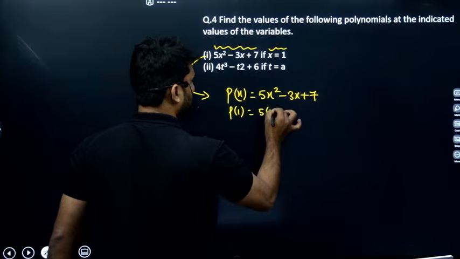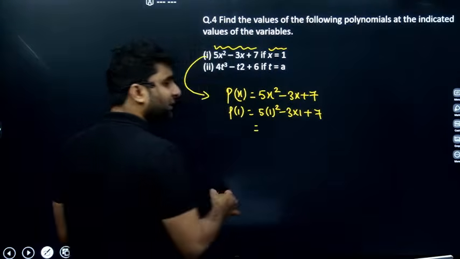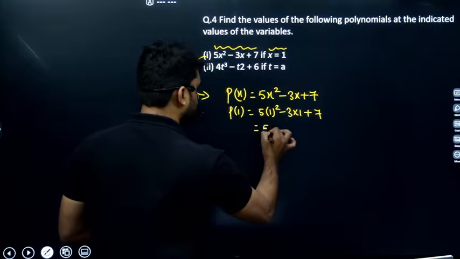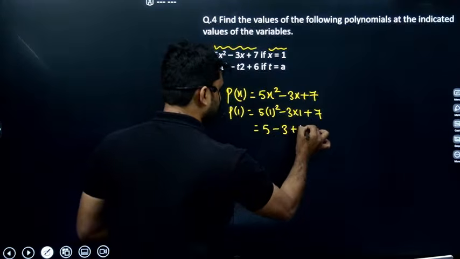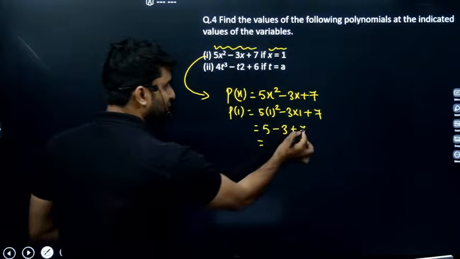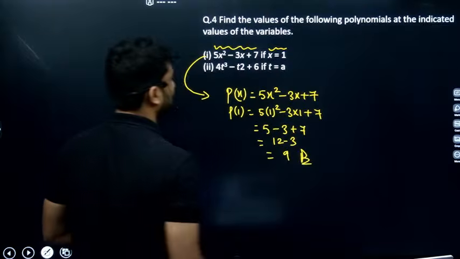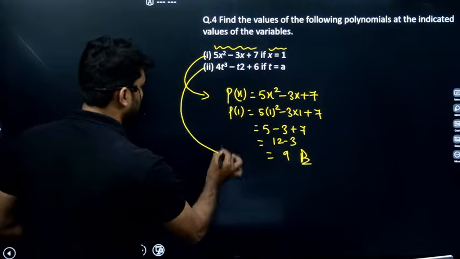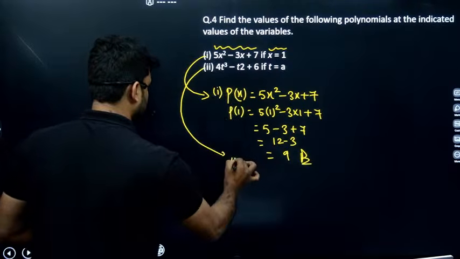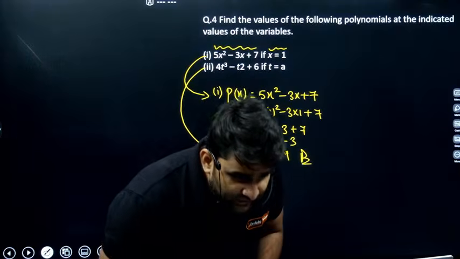So 5 into 1 square minus 3 into 1 plus 7. 1 square will be 1 and 5 into 1 will be 5. Minus 3 plus 7. Now according to board marks, 5 and 7 are in positive form, so 7 plus 5 will be 12. 12 minus 3 will be 9, the correct answer. Now, my dear, you can find out the second question. I have done the first one and it's your duty to do the second question. Homework.